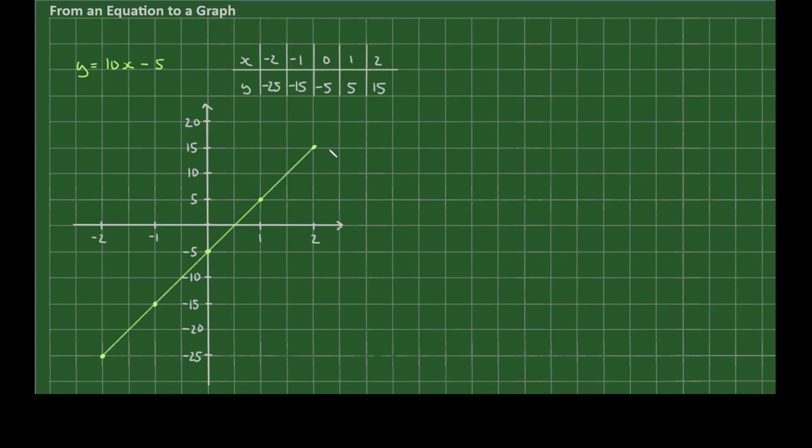Once again, for those of you who have slipped into a coma halfway through this video, in order to go from an equation to a graph, we construct a table with a couple of values for one of the variables, usually the x, and then using the equation, we calculate the corresponding values for the other variable, usually the y variable.